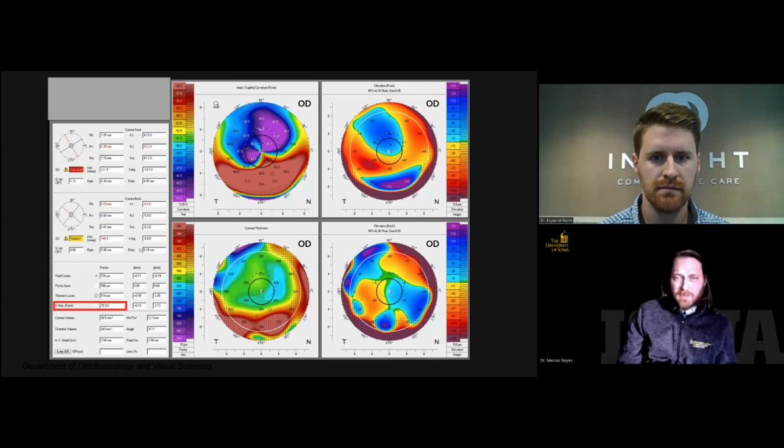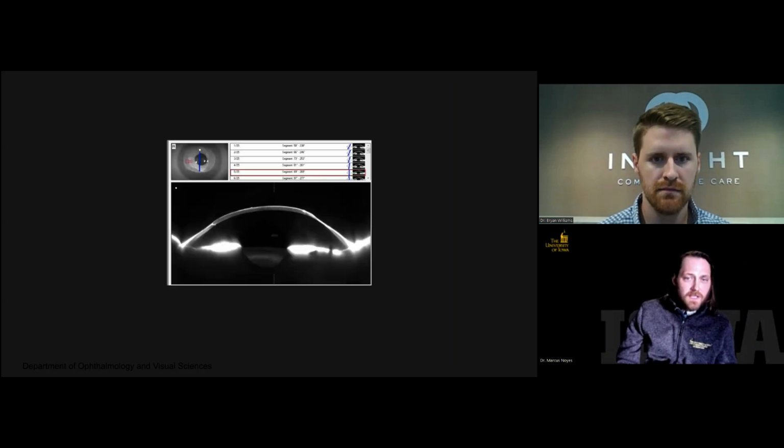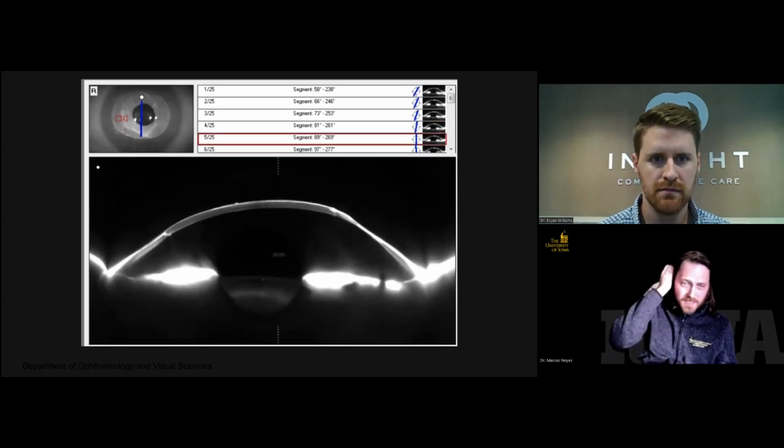Here's this Pentacam image, which, as you can see, looks crazy, but the main takeaway I wanted you to see here was that his Kmax was about 76 in the right eye, highly irregular. And that is the OCT image of what the right eye looked like. You can see just how thin it is over on the right-hand side there.